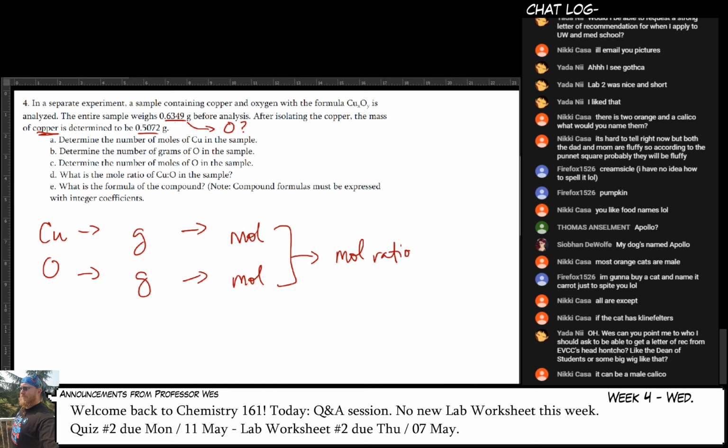Letter rec from the UCC's head honcho, Dean of Students. I don't actually know the Dean of Students. I think the best way for you to do that would be to get involved, maybe in, oh, what is it called? Student council. That's what I would say.